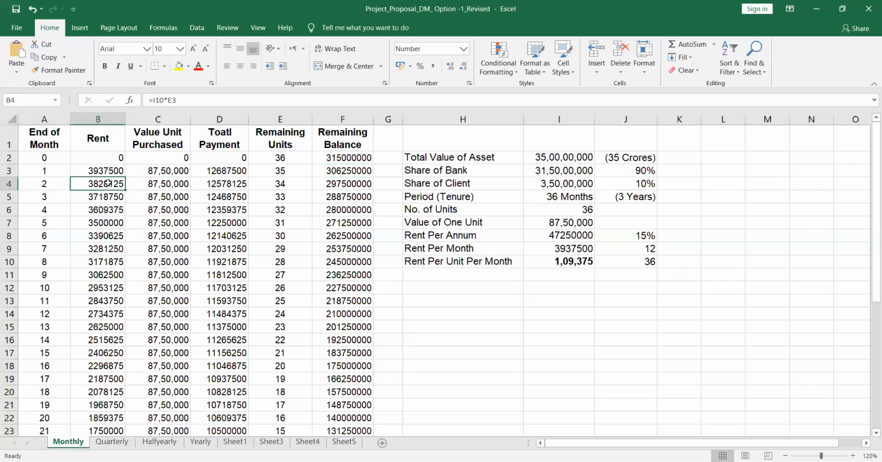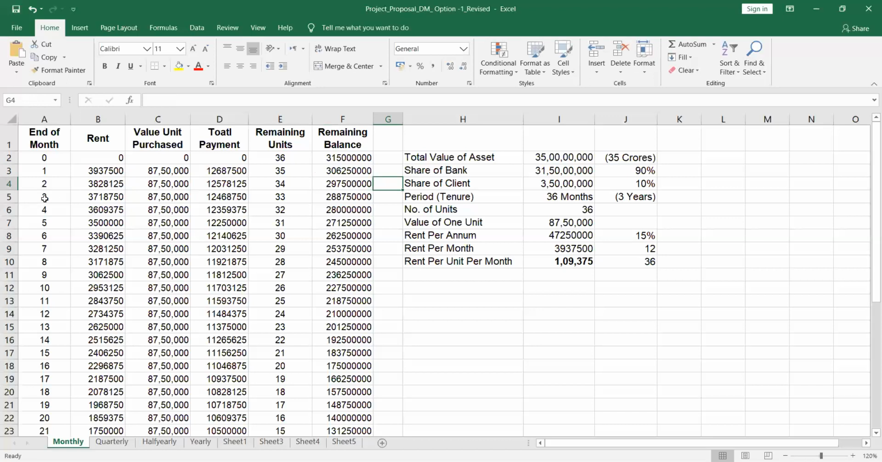Second month, rent will be calculated accordingly. You can see whatever rent is there, that is 1,09,375 multiplied by 35. After this, one unit will be purchased by the customer. Both will be calculated as total payment, 1 crore 25 lakh 78,125. Then the remaining balance will be there. Here you can see this much amount which the customer has paid by purchasing the one unit will be deducted from the previous balance.